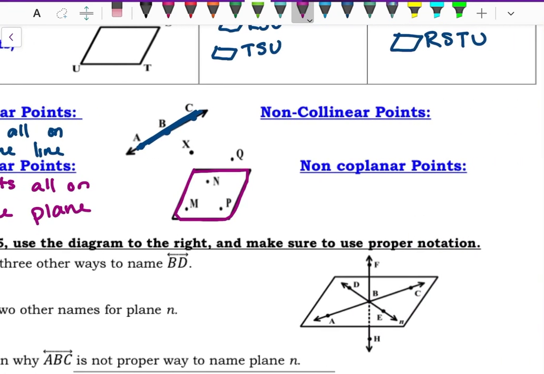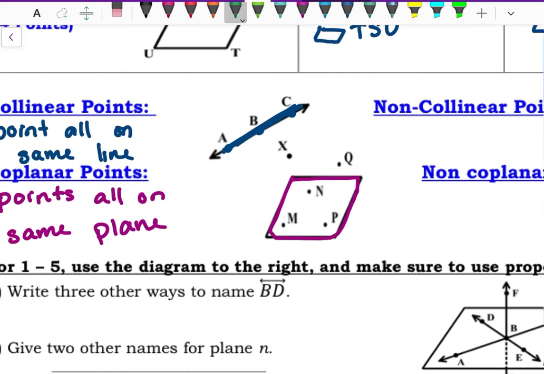Non-collinear points would be points that aren't collinear, if that makes sense. So here we have 3 points that are collinear. A, B, and C are collinear. They're all on this same line. Here we have X. X would be non-collinear. It's not on that line with A, B, and C, so it's non-collinear.